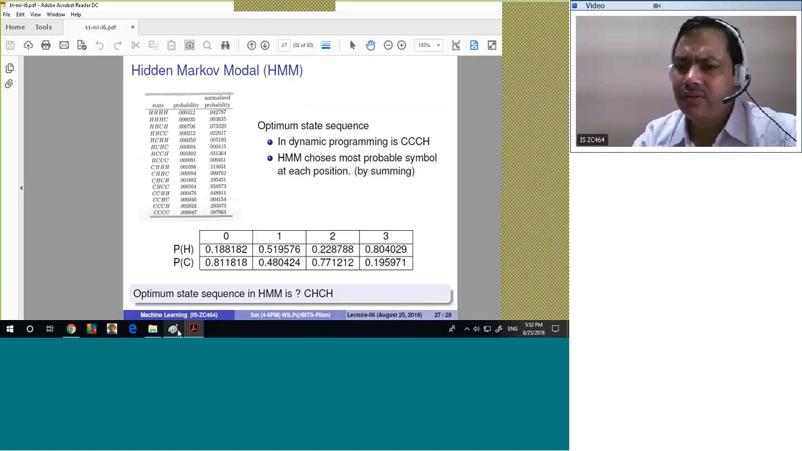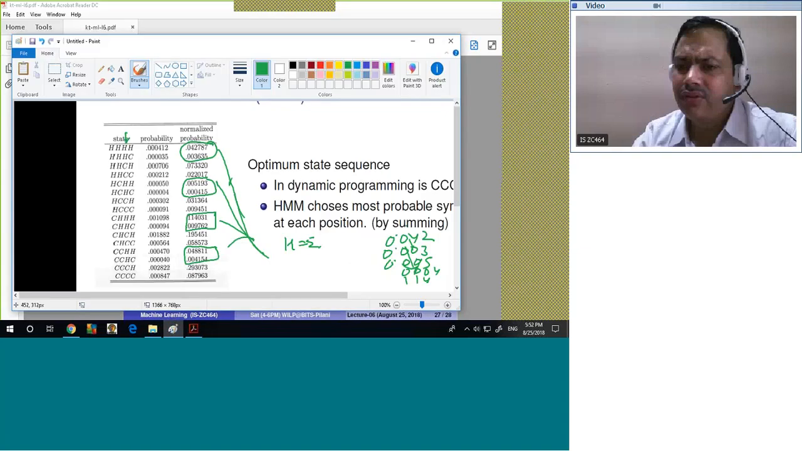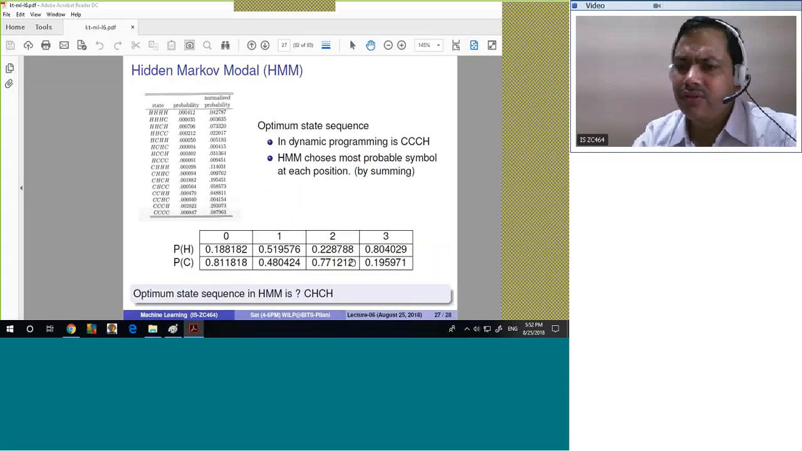And similarly, if you find the summation of the things which had not been circled in green, then their summation is going to be this number. So this is the Hidden Markov model approach. The Hidden Markov model says that first you find this probability, then for each place you find the probability of getting H and C, hot and cold. You see that the probability of C is more, so you put C over that place.